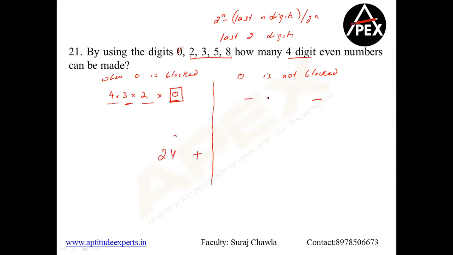when 0 is not blocked, which means the last place can be filled by either 2 or 8. That means the last place can be filled in two ways. Now please understand, suppose I'm blocking a 2. Now here, how many digits will come? You have blocked a 2. Please understand 0 also cannot come in the first place. That means how many digits are there? You have 3, 5 and 8.